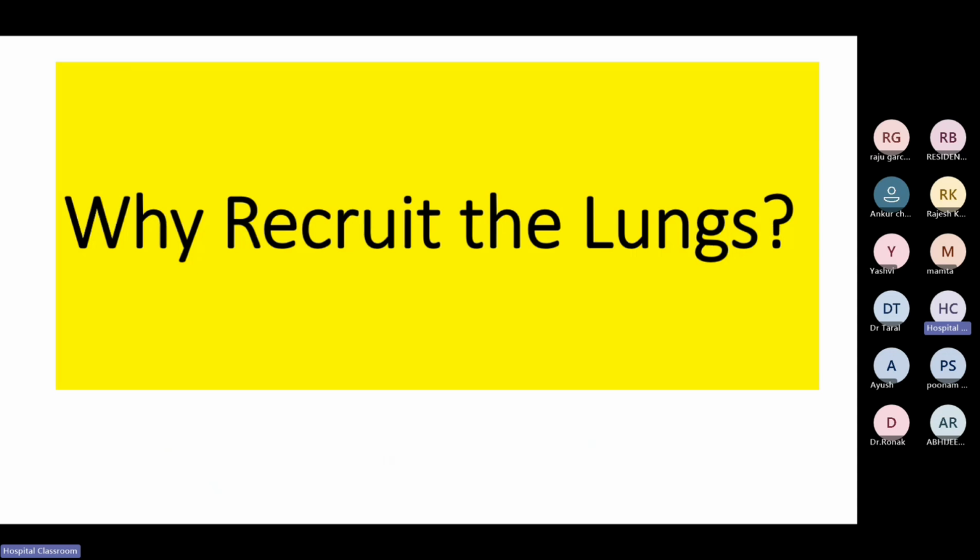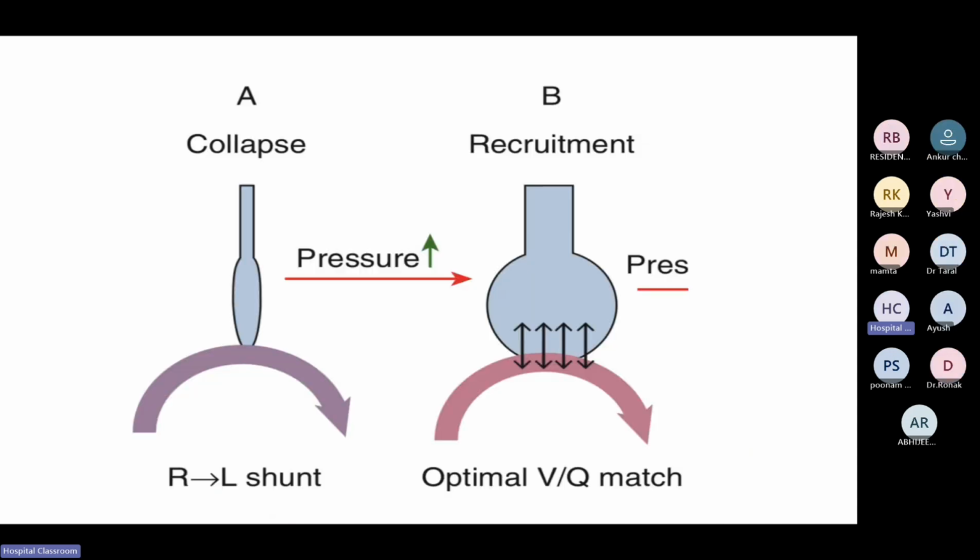Then comes, once you start the child on a particular mean airway pressure, you need to recruit the lungs. Why do we need to recruit the lungs? Because if you can see in this figure, this is an alveolus and this is the pulmonary vessel. When an alveolus is collapsed, there will be VQ mismatch, and whatever blood is going through that pulmonary capillary will not be oxygenated, because you have not opened up the alveoli. The blood is not getting oxygenated.